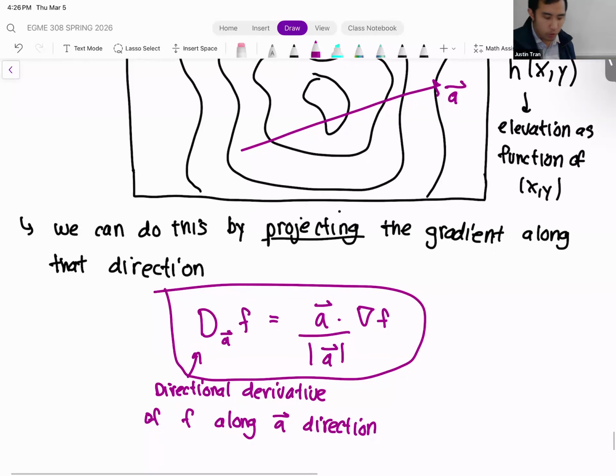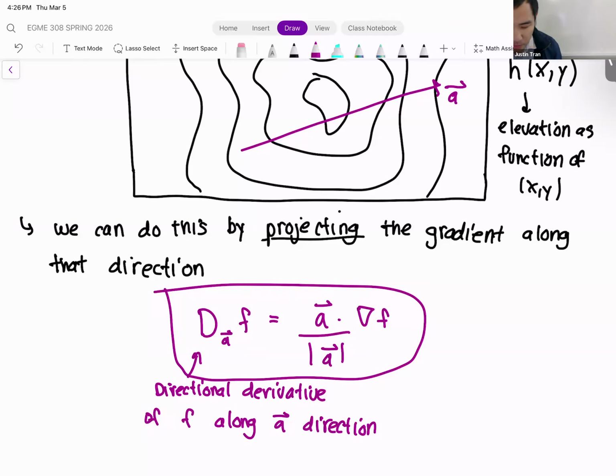Okay, and so by doing so, we're effectively computing the partial derivative of f in that direction. And we're doing so by taking the gradient and then taking the dot product between the gradient and our vector. Okay. All right, any questions on this?